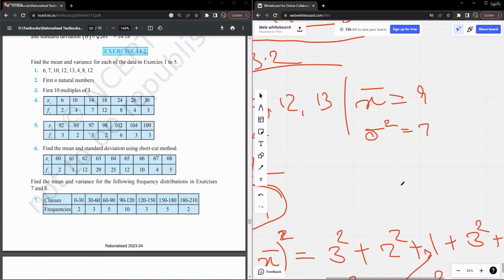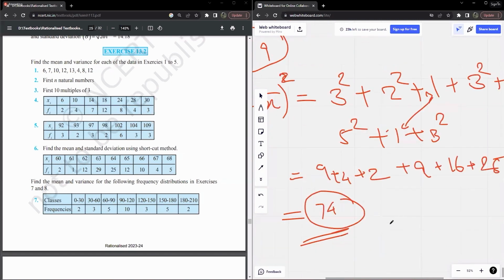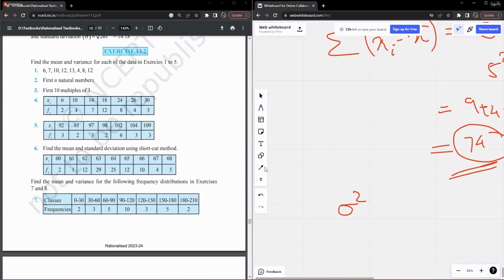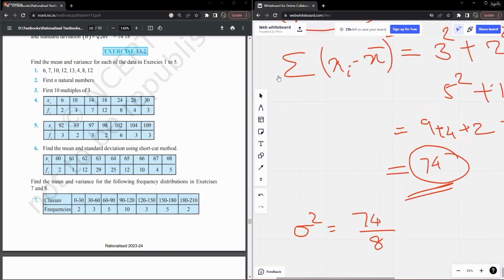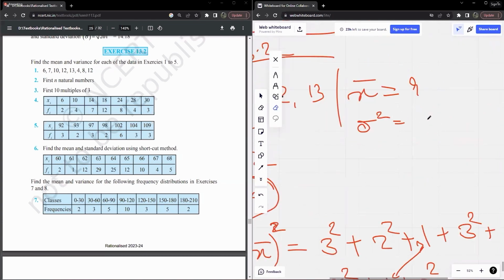Okay, that's not sigma square. This is sigma of xi minus x bar whole square, right? So we have the variance sigma square to be 74 divided by the number of observations, that's 8, which is 9.25. I'm very sorry, it's not sigma square, right? The variance is 9.25.